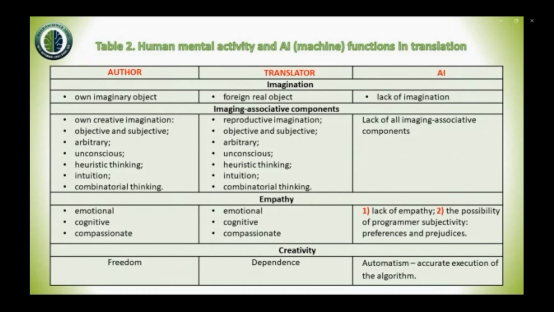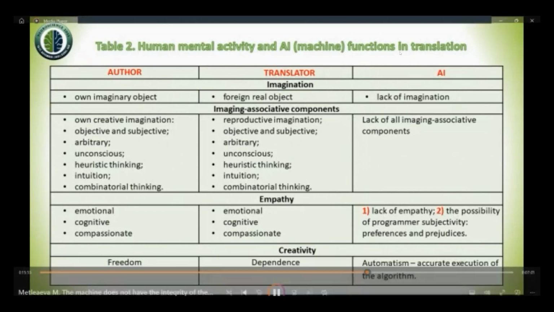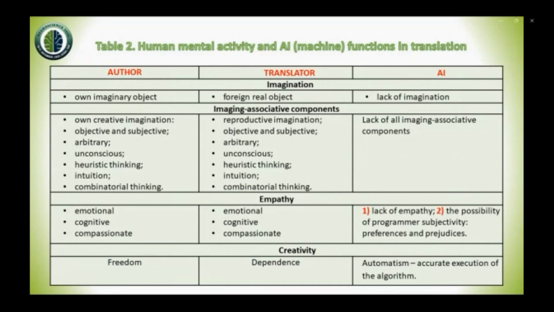The author has to deal with his own imaginary object, while the translator deals with a foreign real object. What about AI? It has a lack of imagination. If we talk about imaging associative components, we can note they are in general the same, but the only difference, as you can see from the table, is that the translator has combinatorial thinking. What about AI? It has a lack of all imaging associative components.